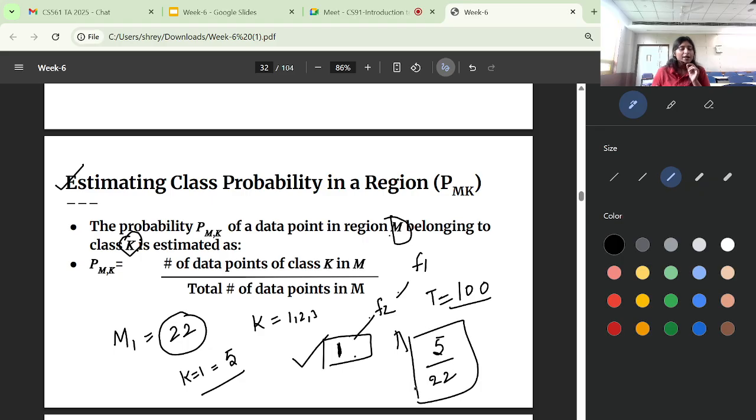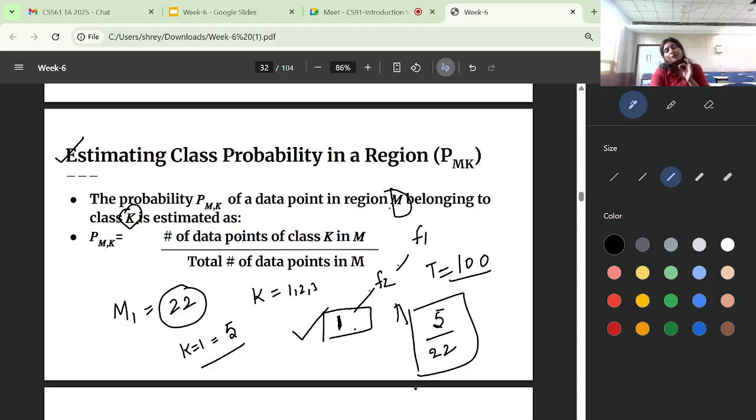It's simple. It is just defining the class probabilities based on regions. That's it. It's a simple concept of probability in a region.